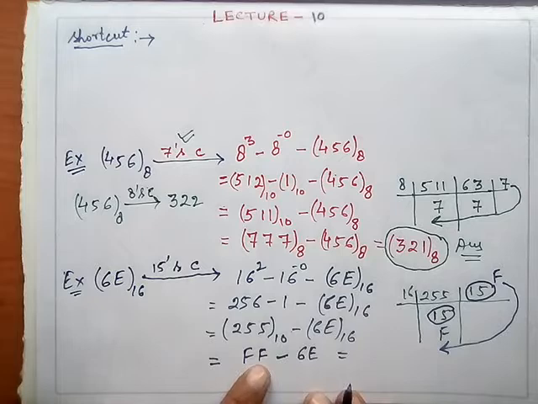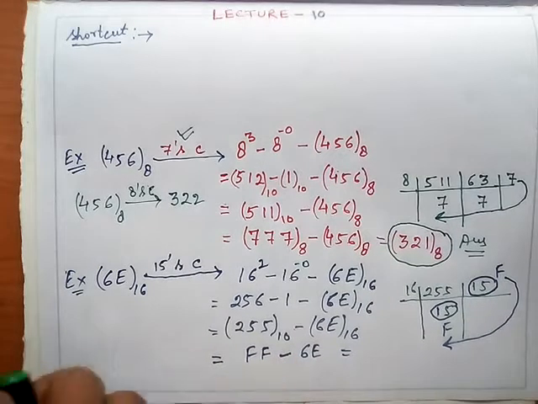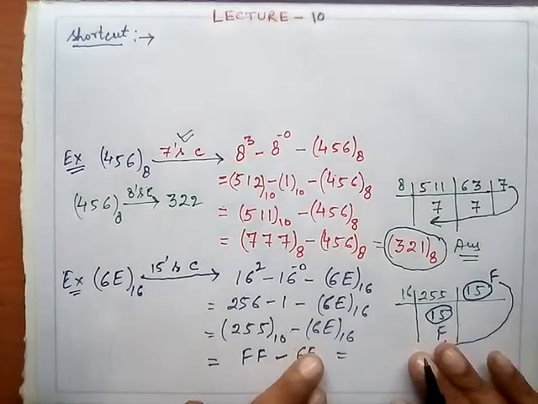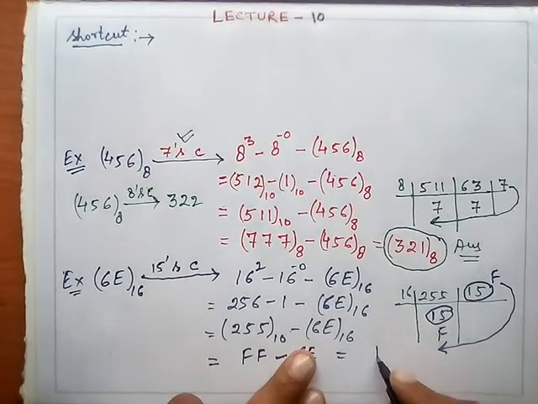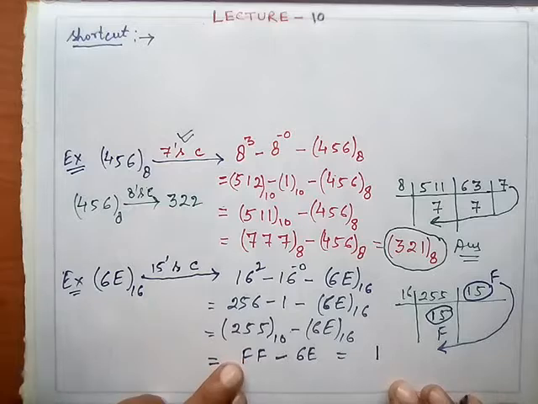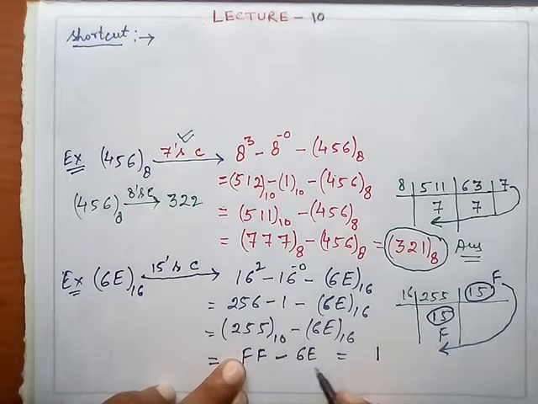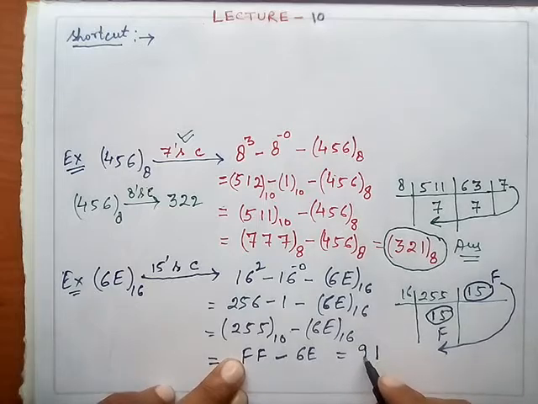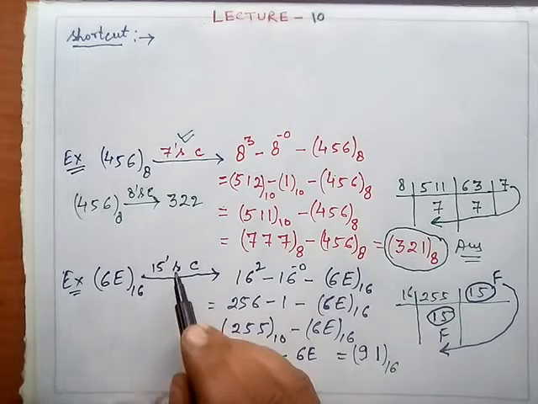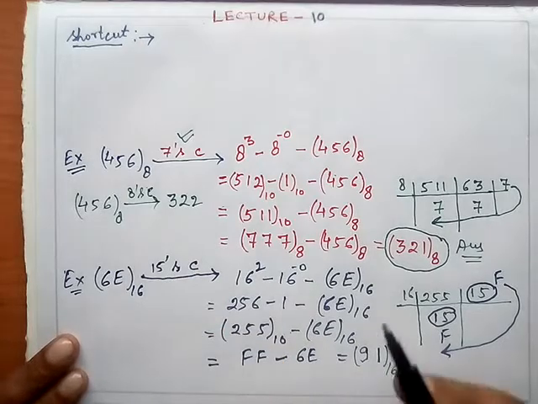F means 15, e means 14. 15 minus 14 is 1, and this f is 15, and 15 minus 6 is 9. So this is the corresponding 15's complement of this particular number.